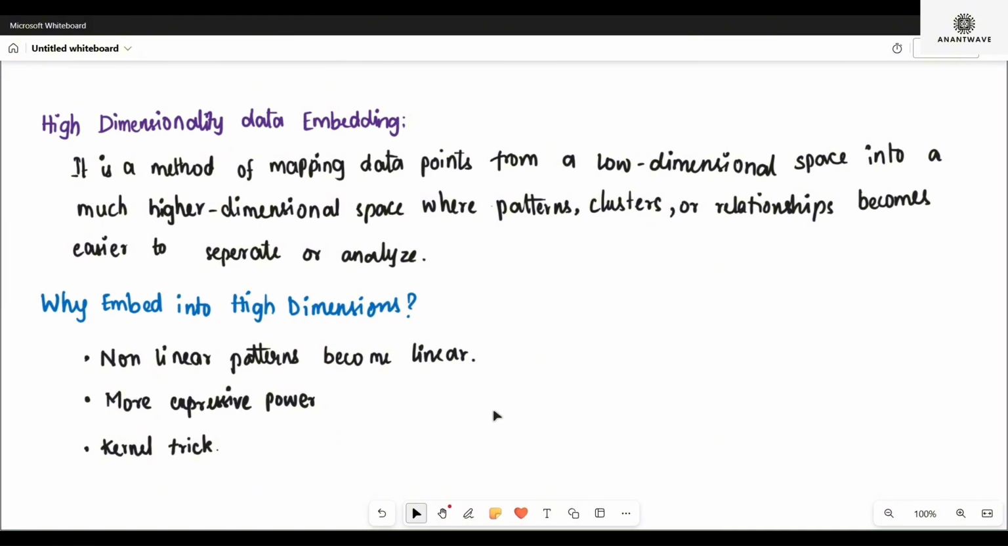And then more expressive power. High dimensional embeddings allow models to access more features, combinations, and interactions than are available in the original space. Now, the kernel trick. Instead of explicitly computing all features, kernel methods compute inner products in high dimensional space implicitly, making computations tractable.